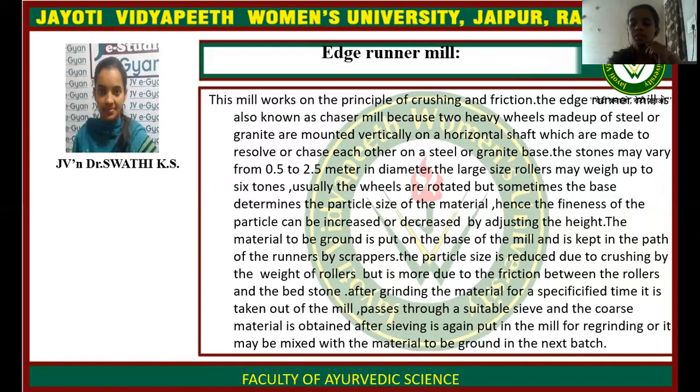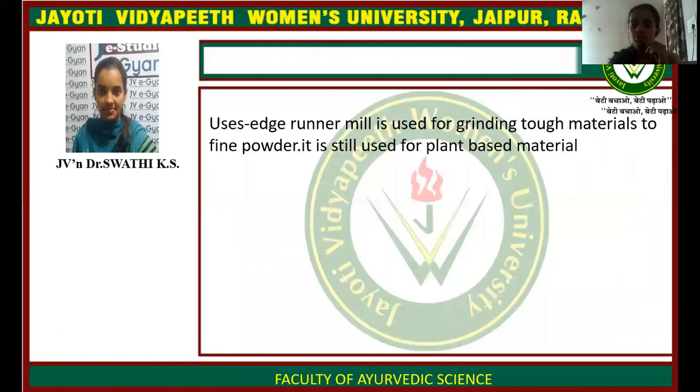After grinding the material for a specified time, it is taken out of the mill and passed through a suitable sieve. The coarse material obtained after sieving is again put into the mill for regrinding, or it may be mixed with the material to be ground in the next batches. Uses: the edge runner mill is used for grinding tough materials to fine powder, and it is still used for plant-based material.